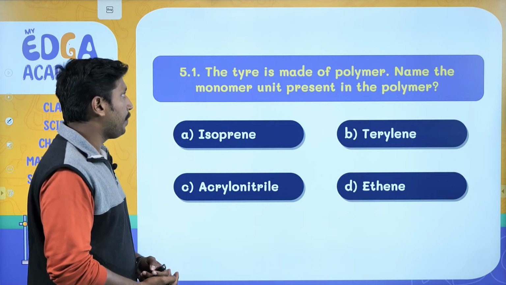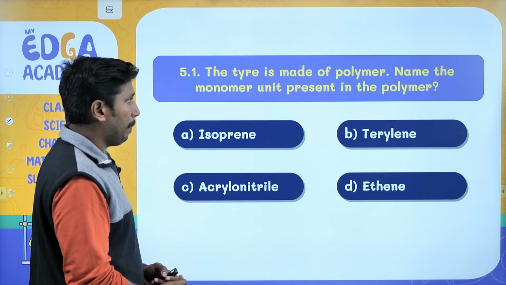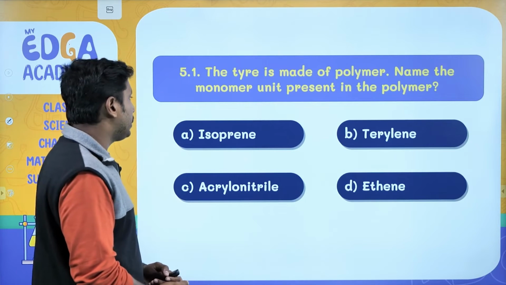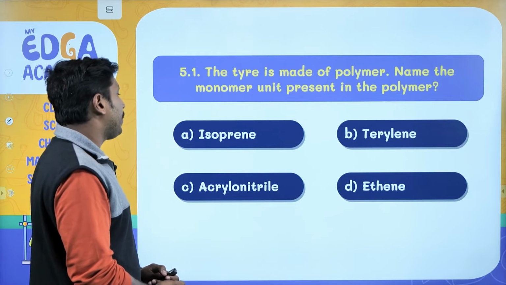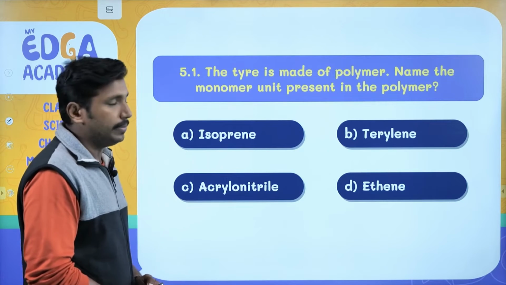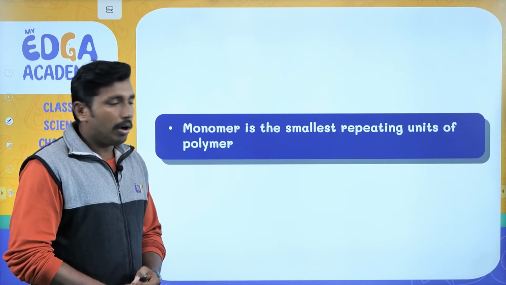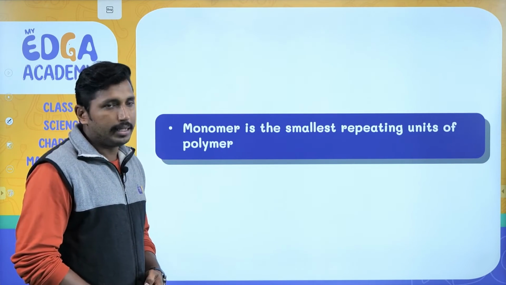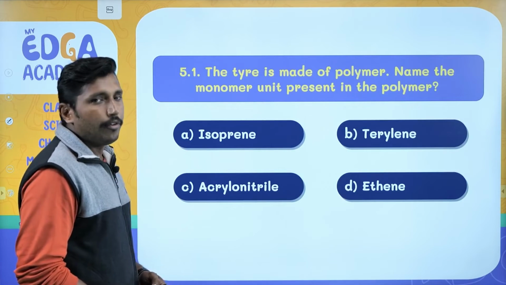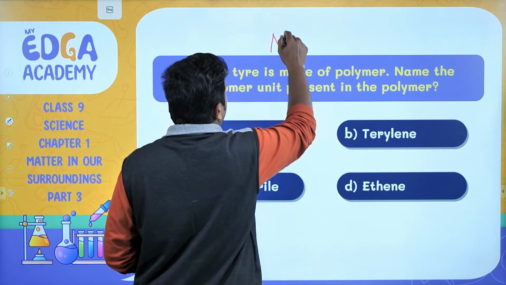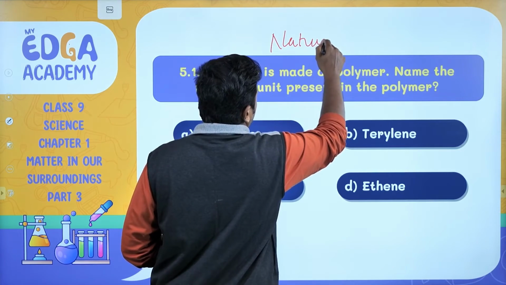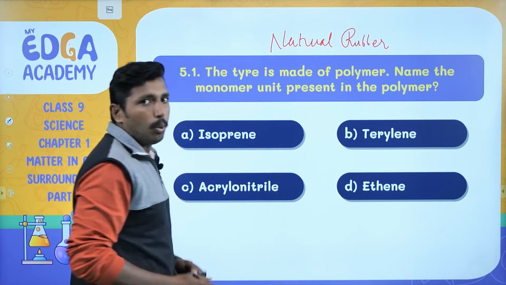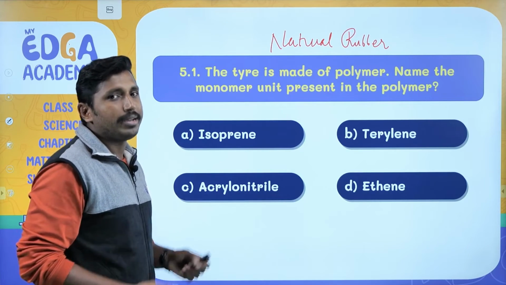Our first question is, the tire is made of polymer. Name the monomer unit present in the polymer. The options are isoprene, terylene, acrylonitrile and ethene. As you know, monomer is the smallest repeating unit of a polymer. In this case, tire is made from a polymer known as natural rubber. So, we need to analyze what is the monomer used to make natural rubber.